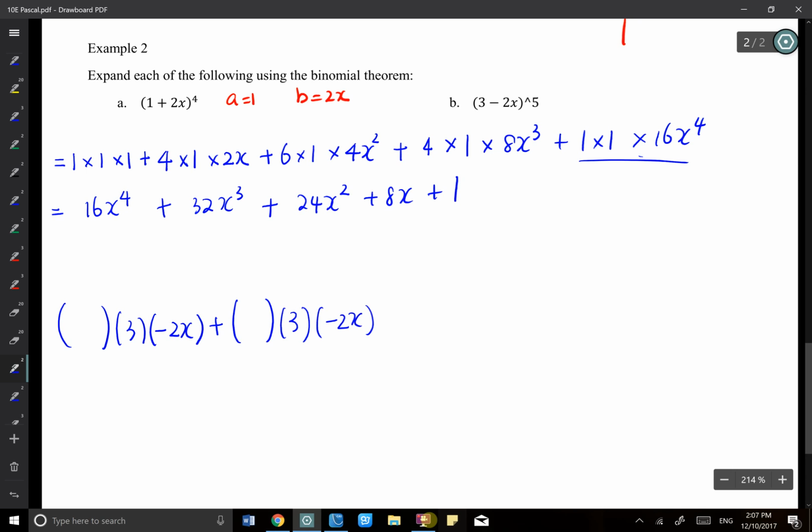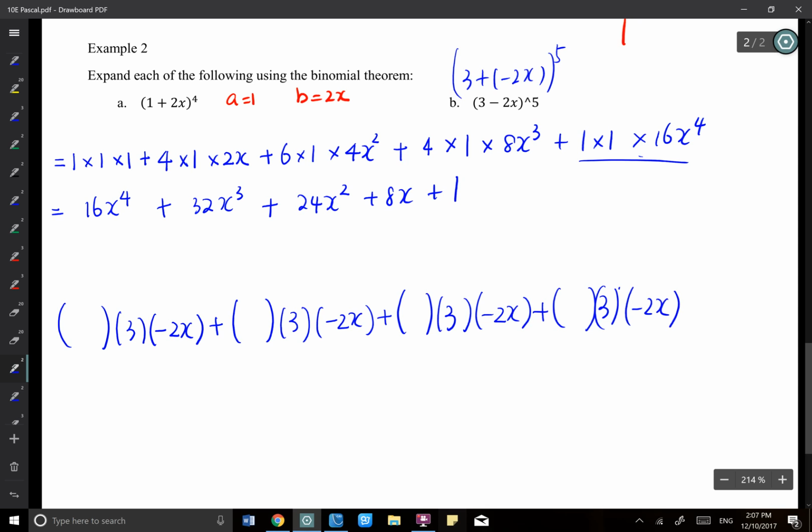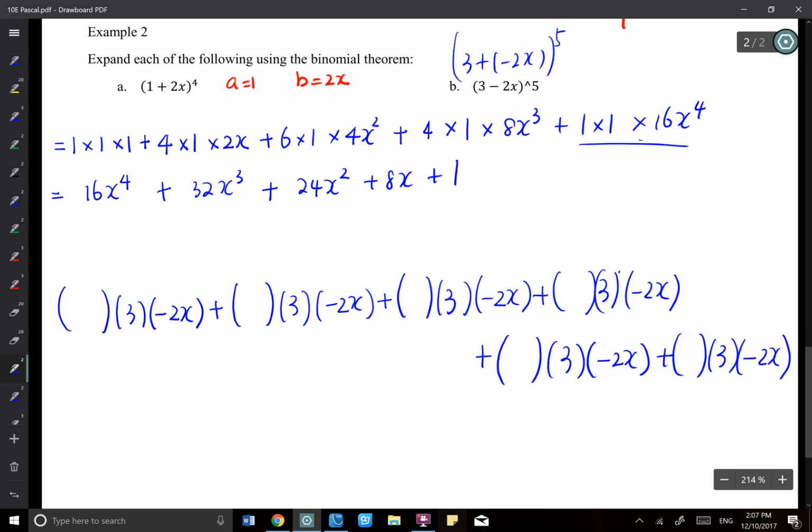I'll write the next one. There will be 6 terms for the next one, and the minus I must write as 3 plus minus 2x, and then to the power 5. One, two, three, 4. I should have 5 and 6. So 6 terms here. I will have 5, 0, 5, 1, 5, 2, 5, 3, 5, 4, and 5, 5.